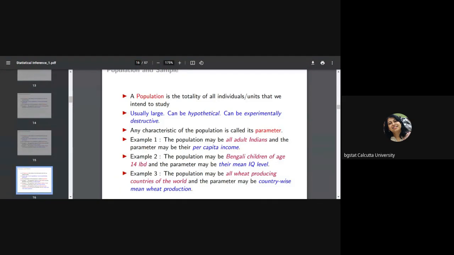The third example is all wheat producing countries of the world. So it's not all countries of the world, it's all wheat producing countries of the world. And my parameter is the country specific mean wheat production in a specific time period. So in this case, I will have one parameter for each country, leading to a vector of parameters. So multiple parameters, which we organize into a vector.